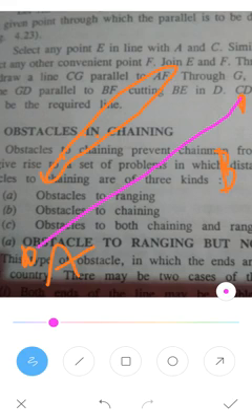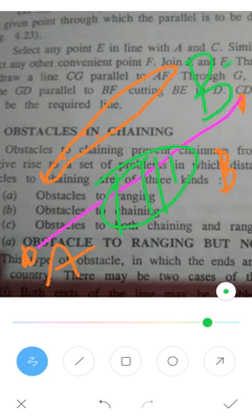In between these measuring points, A and B, there may be an obstacle. So there is an obstacle, and you can't put a tape or chain anything in between A and B. Consider this point is B. You can't do this measurement in between A and B.